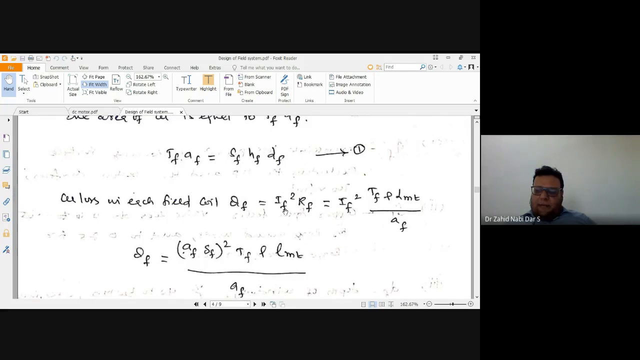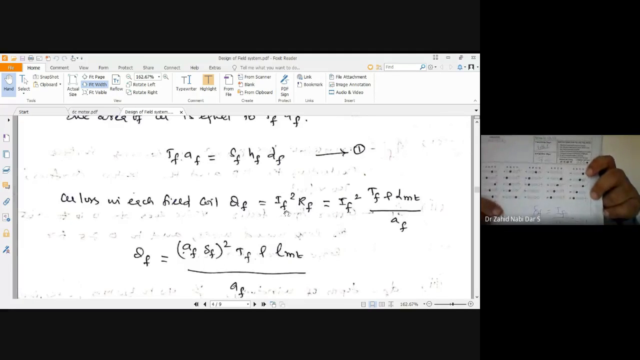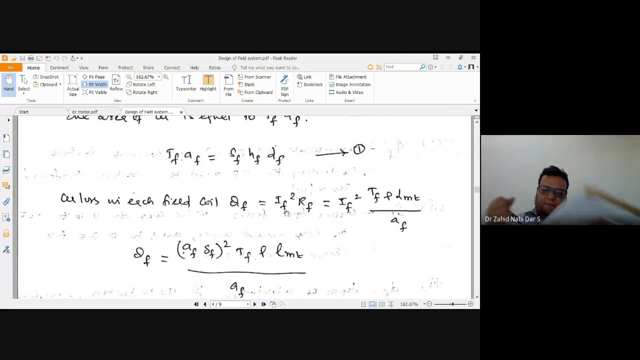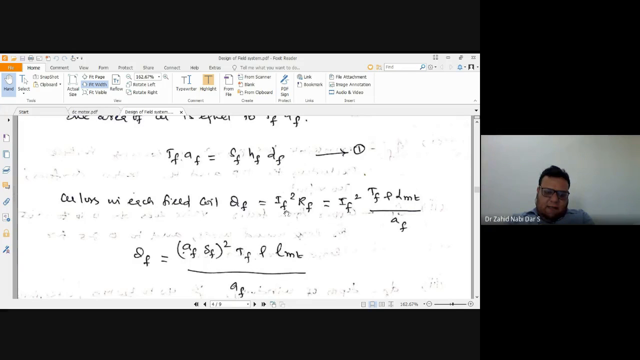Now IF, how can we write it? IF can be written in terms of del F. Del F is the current density. Del F is IF by AF. So in terms of del F, we can write IF is equal to del F into AF.